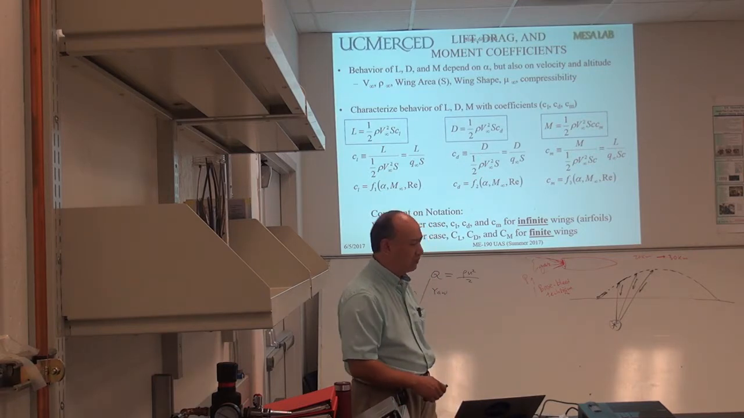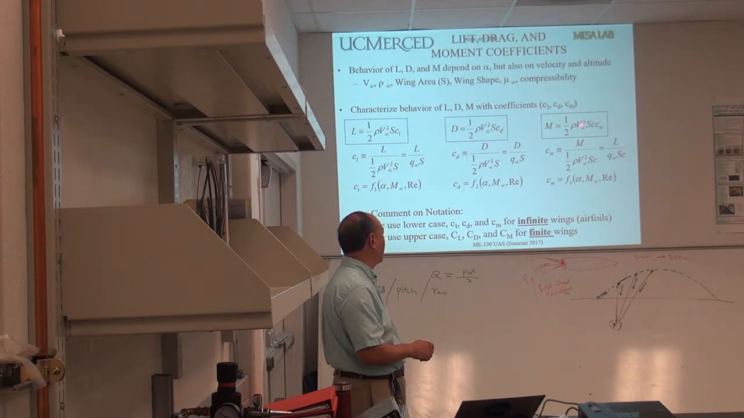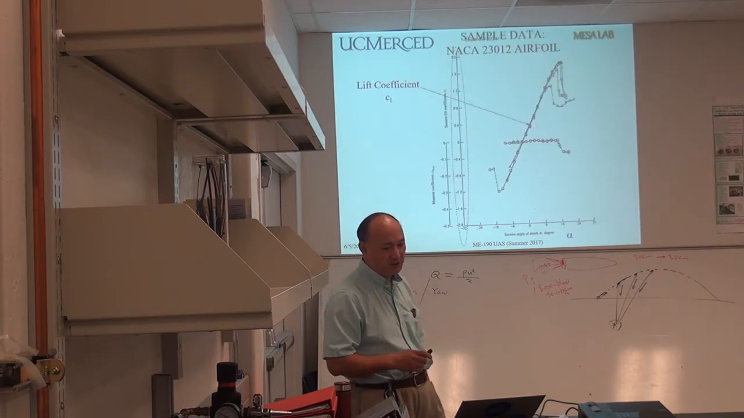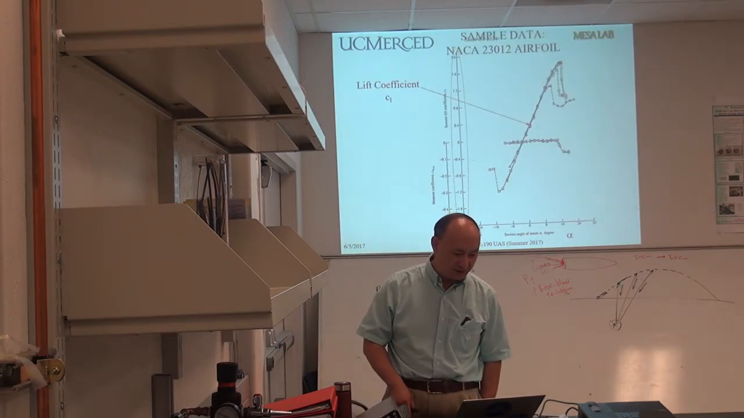So they all contain half rho v squared. This is dynamic head. This is Q infinity. Okay, Q infinity. All right, so let's see what does that mean.